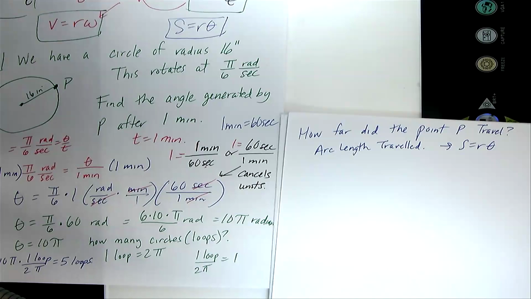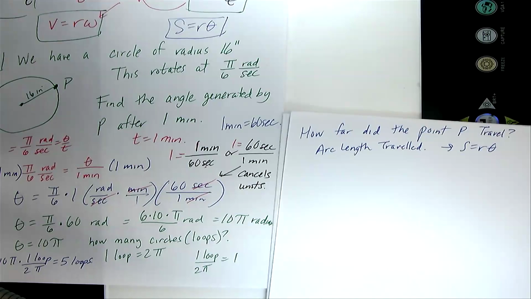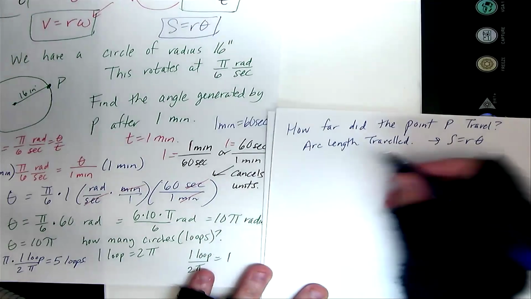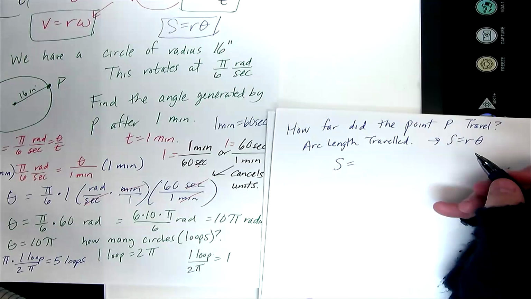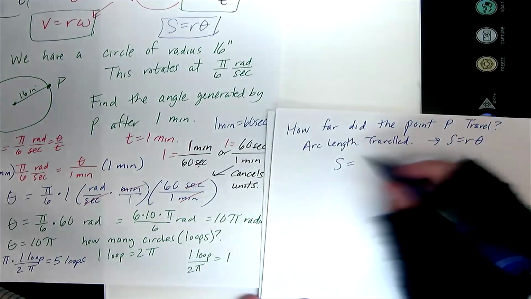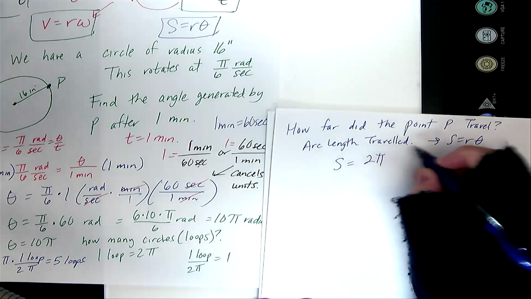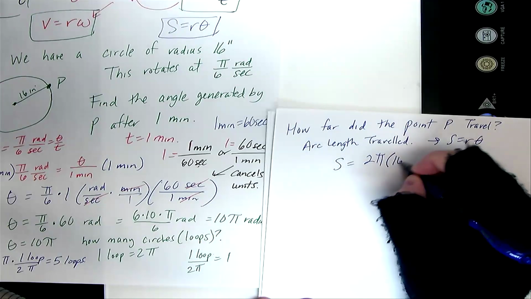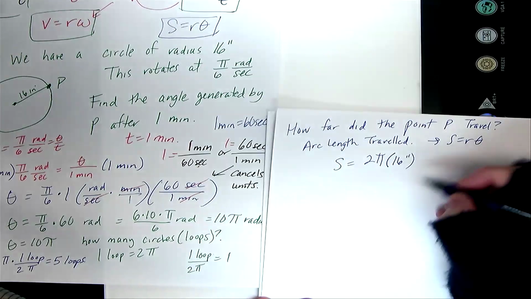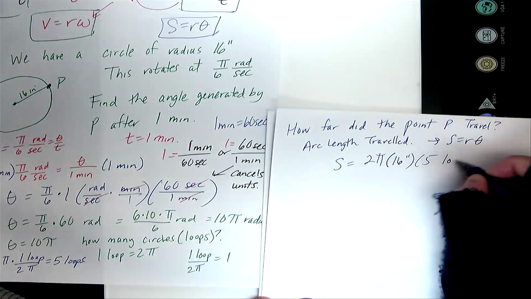IR would give you one full loop, then times that by 5. We could do 2 pi r, which is 16 inches. And we did 5 loops.